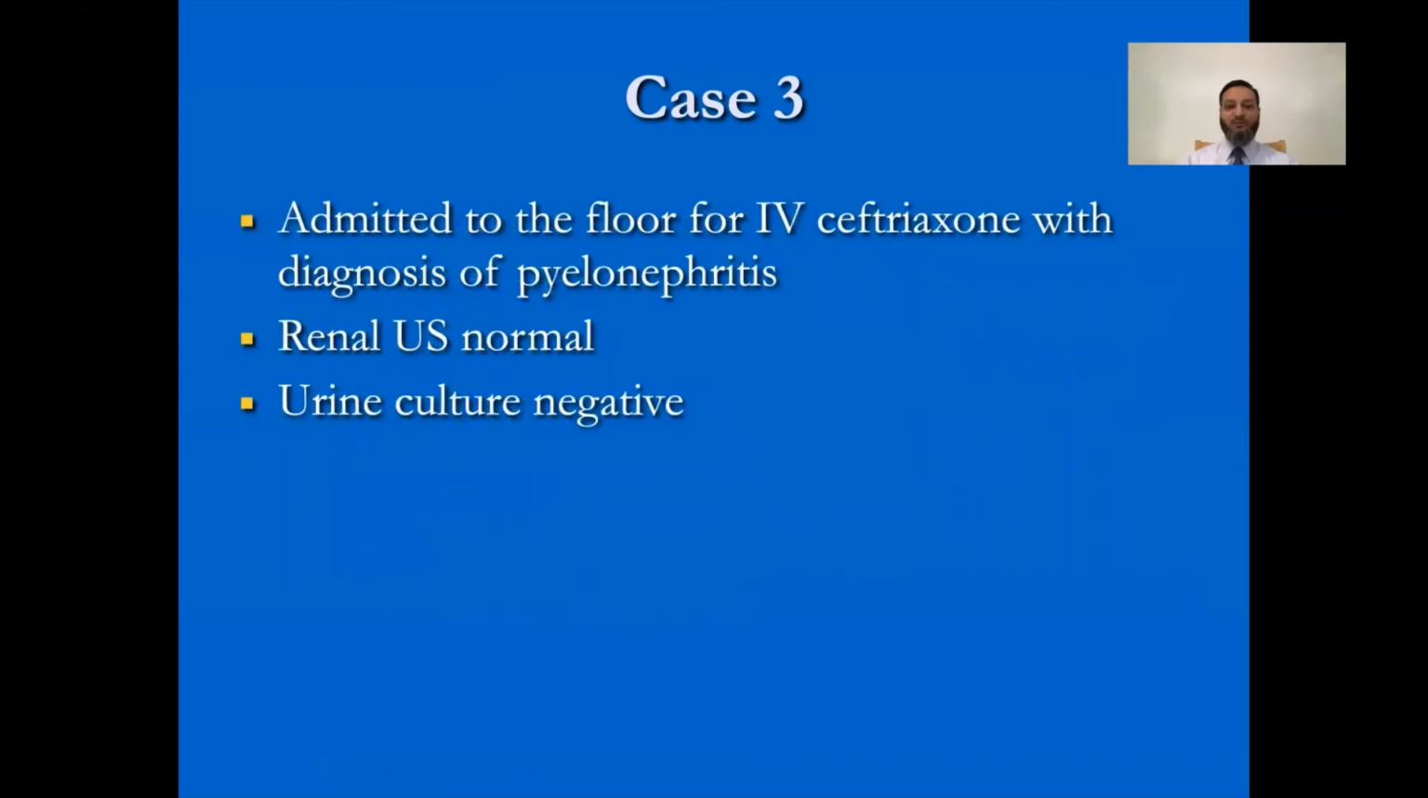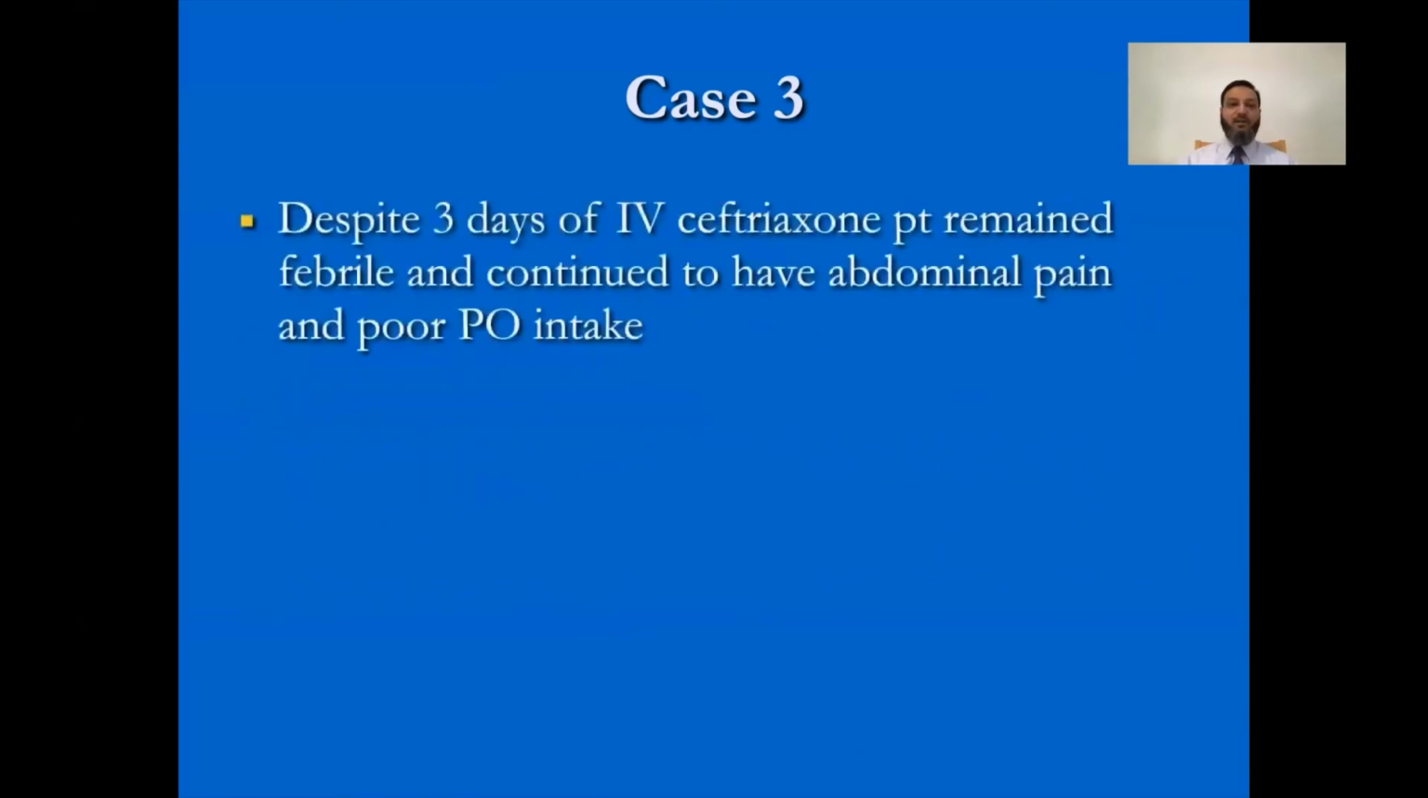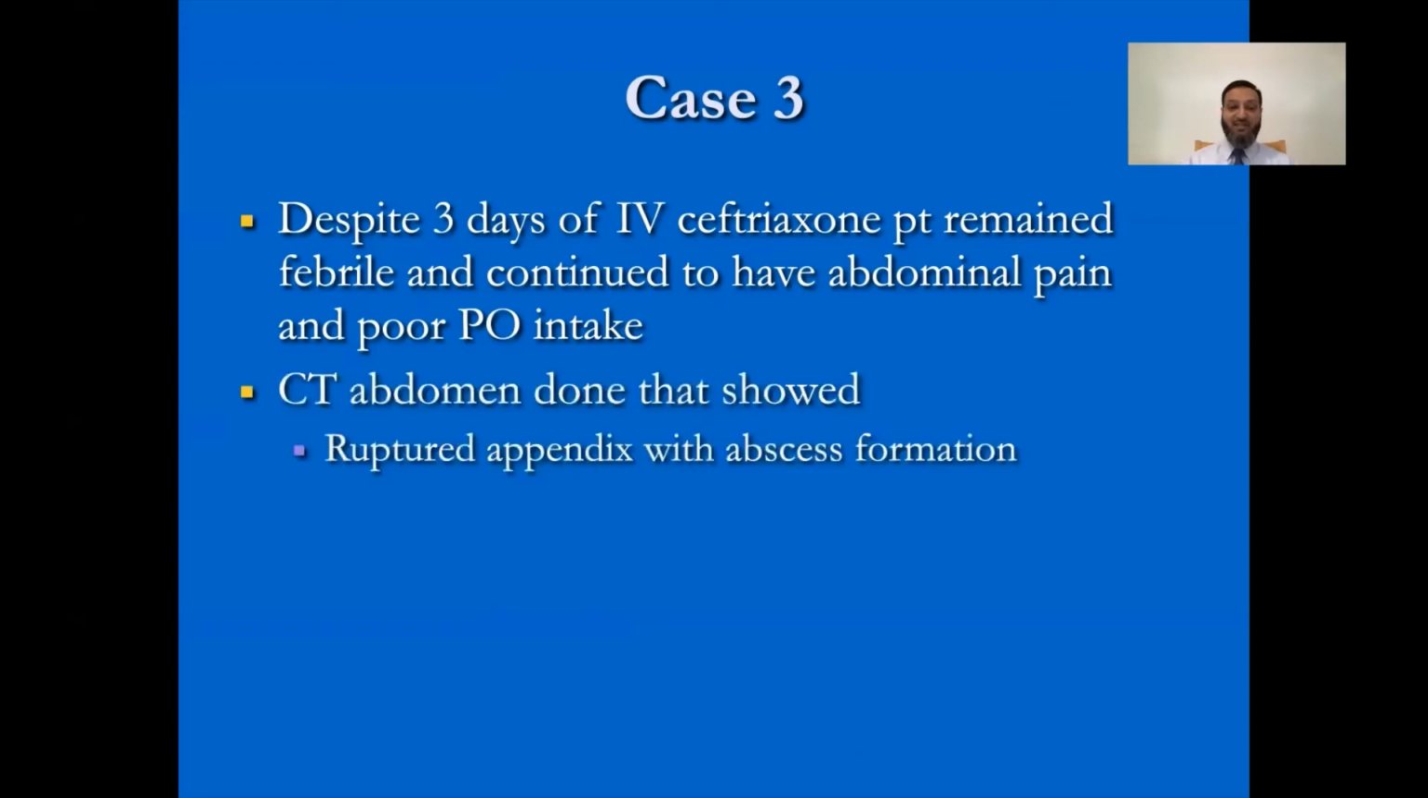So the patient was admitted to the floor and started on IV ceftriaxone with the diagnosis of pyelonephritis, given the white cell count on the CBC and the urine dipstick findings. The patient also had a renal ultrasound, which was normal and did not show any pyelonephritis or anything abnormal. And the urine culture ultimately came back negative after a day or two. Despite 3 days of IV ceftriaxone and a negative urine culture, the patient remained febrile and continued to have abdominal pain and poor PO intake. A CT of the abdomen was done at that point, and it showed a ruptured appendix with abscess formation.